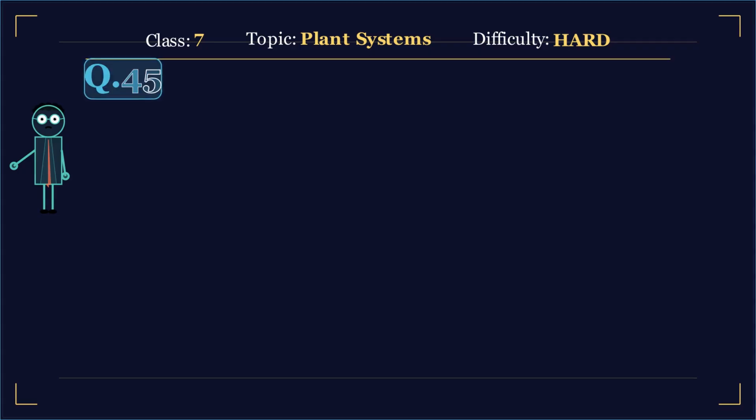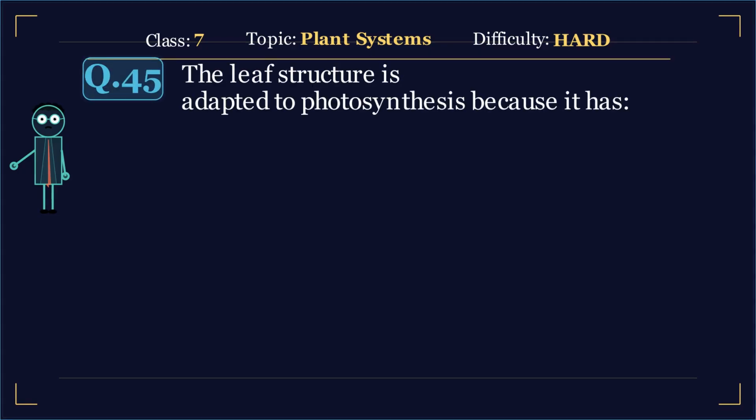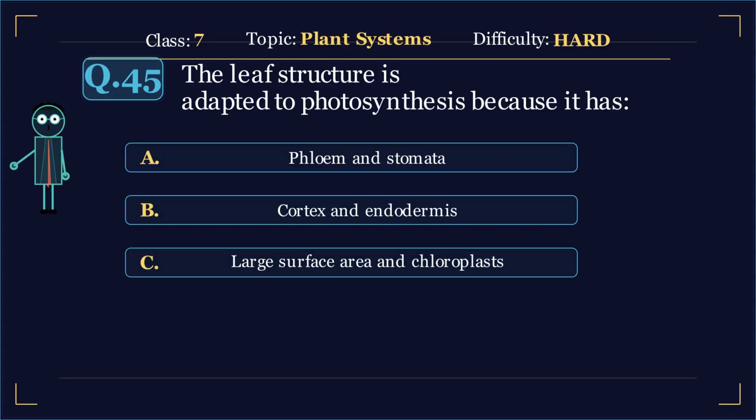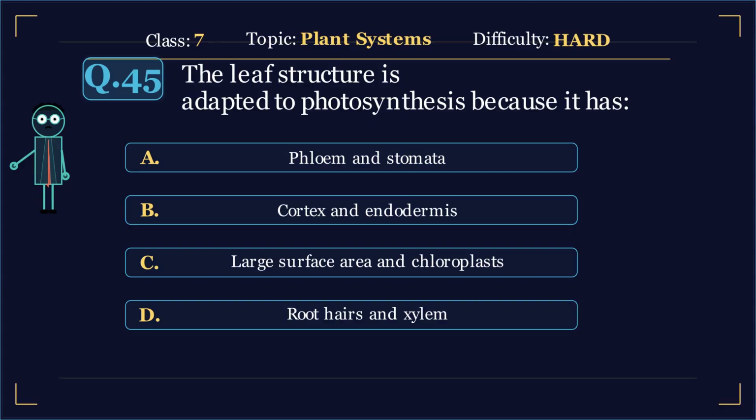Question 45. The leaf structure is adapted to photosynthesis because it has. Option A, phloem and stomata. Option B, cortex and endodermis. Option C, large surface area and chloroplasts. Option D, root hairs and xylem.